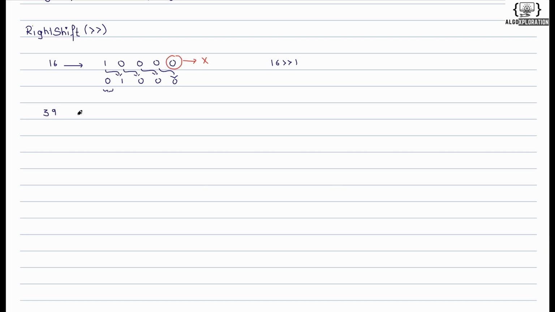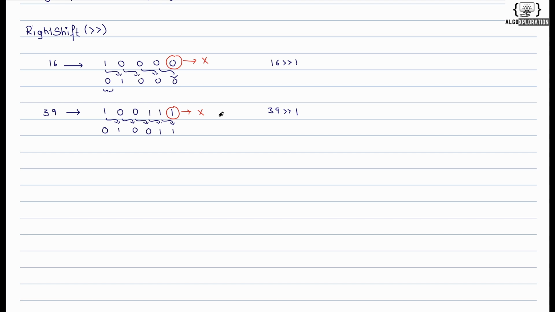Let's take one more example. Value 39. The binary representation of 39 is 1 0 0 1 1 1. So 39 right shift 1. We have to right shift the bits by 1. So here I have to add 0 by myself, and this 1 will come here, this 0 will come here, this 0 will come here, this 1 will come here, this 1 will come here, and this last 1 will simply drop off. I hope you got this.